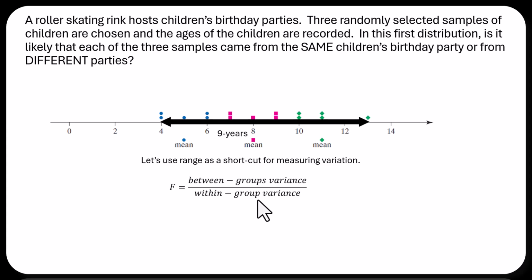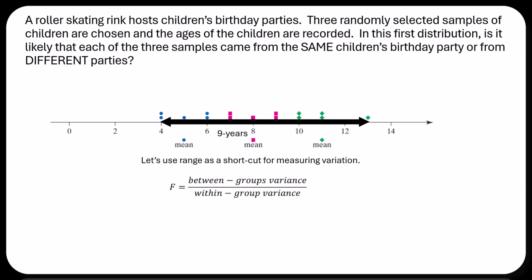So let's start with this value here. Remember, the F statistic is the between groups variance. If I use range as a shortcut for variance, the range of all of the data sets clumped together, which is the between groups variance, goes from 4 years of age to 13 years of age. So 13 minus 4 is 9. The between groups variance, again, not really, but let's just pretend that we can use range in place of variance. The between groups range is 9 years.